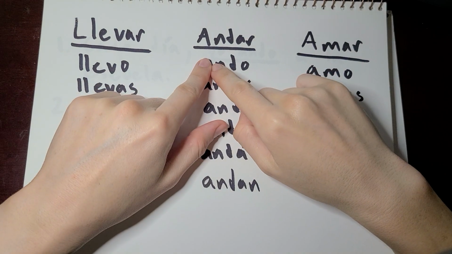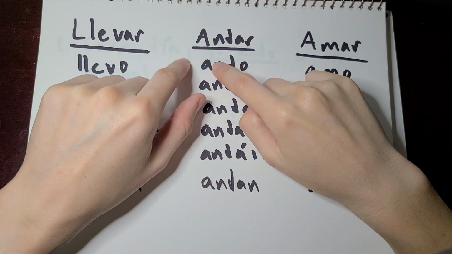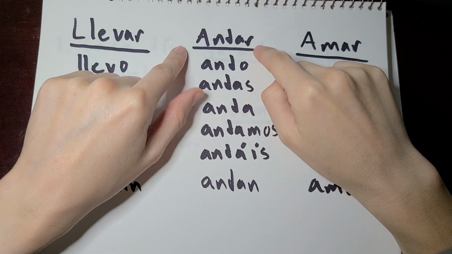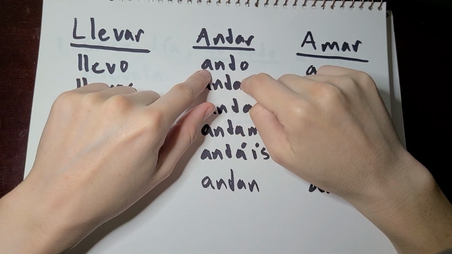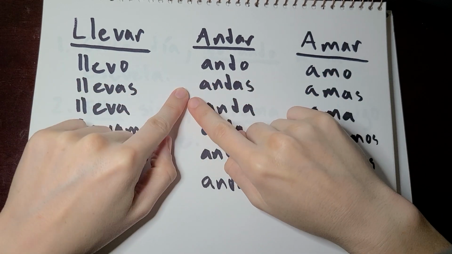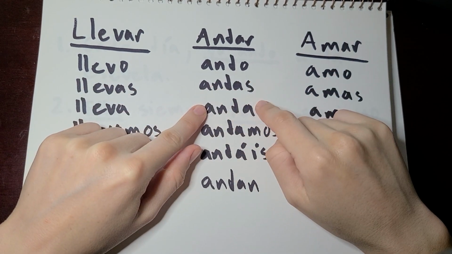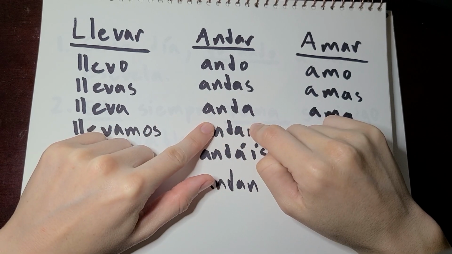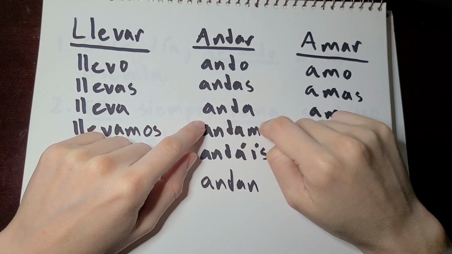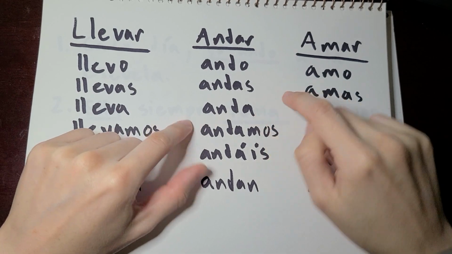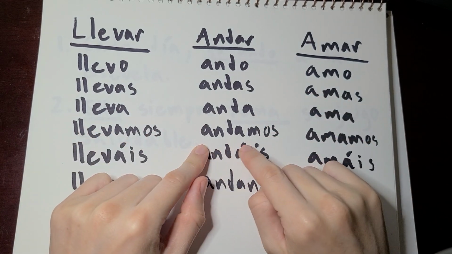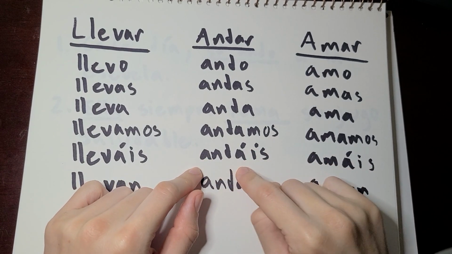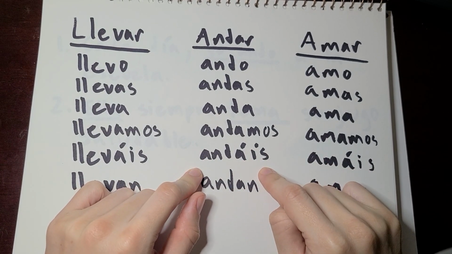Okay, let's go over to andar. Yo ando. I walk. Andar means to walk. Yo ando. I walk. Tú andas. You walk. Él anda. He walks. Usted anda. You walk. Polite. Nosotros andamos. We walk.